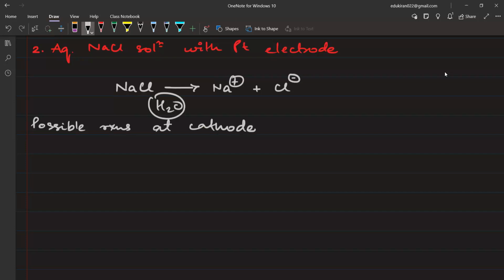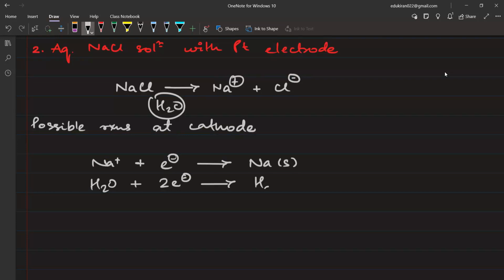What happens at cathode? Reduction happens. So what can happen? Either sodium positive will get electrons and get converted to sodium solid. This can be one reaction. What can be the other reaction? You can have water, H2O, eat up electrons. Always remember this: in reduction at cathode you will get H2 gas and hydroxide ions, 2 OH negative. If you want to balance this, it will be 2 H2O. So these are the reactions that can happen at cathode.